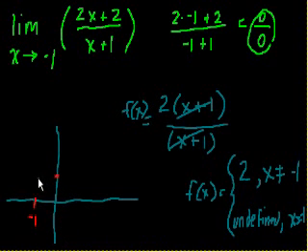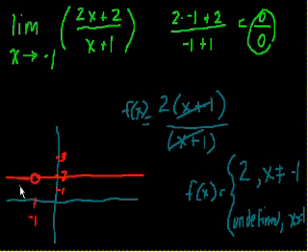So for every other value other than -1, the value of f of x is equal to 2. This is 1, this is 2, this is 3, so on. At -1, the graph is undefined, so there's a hole there, and then we keep going to the left-hand side.